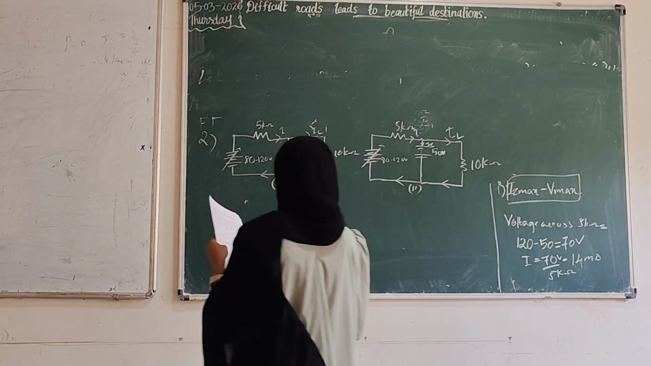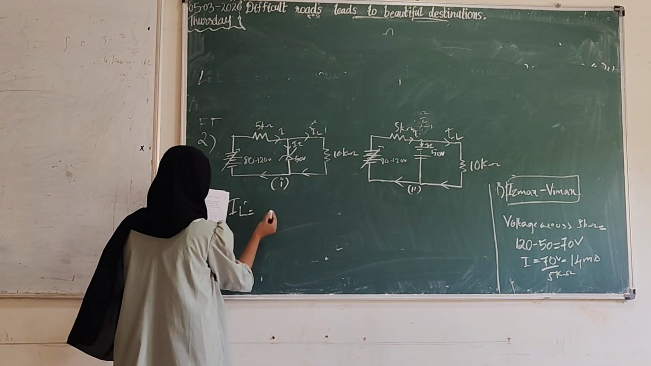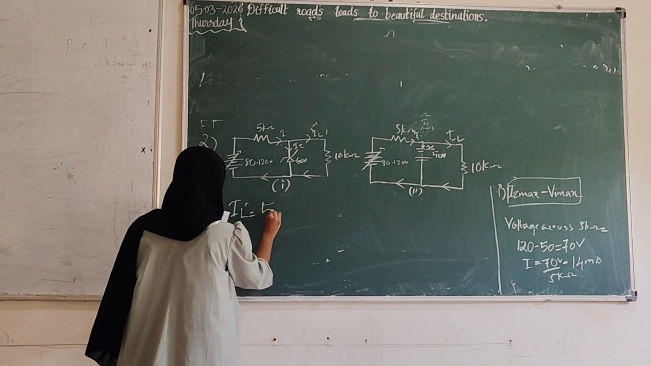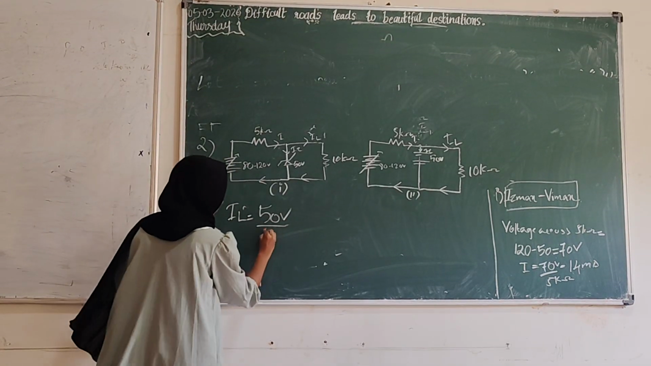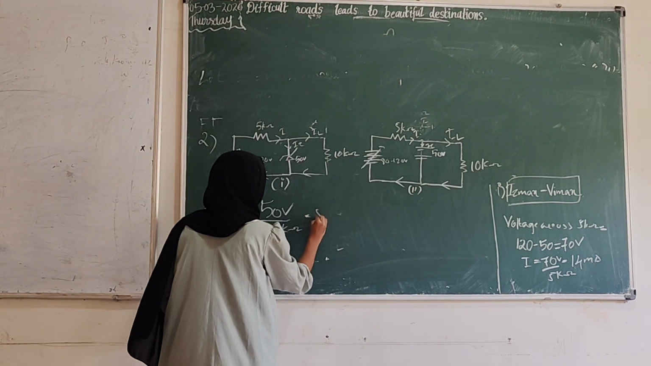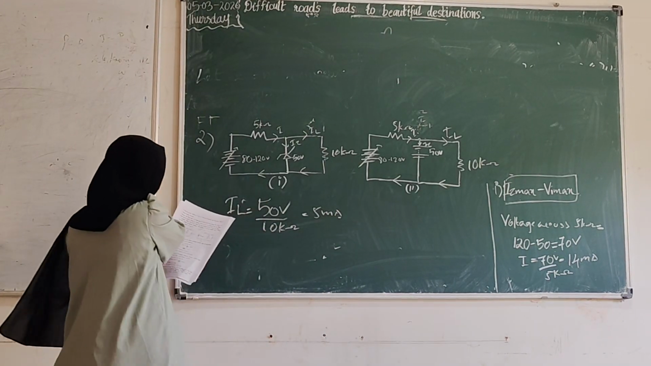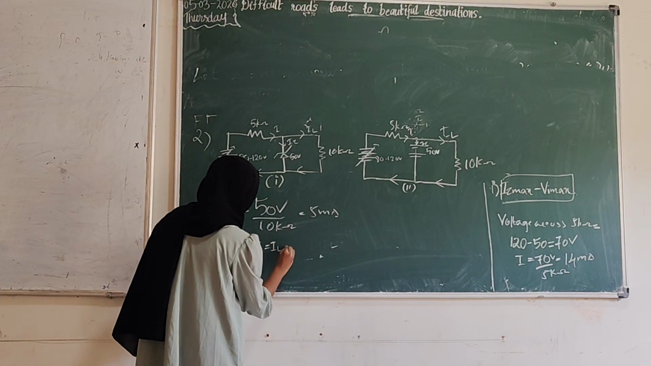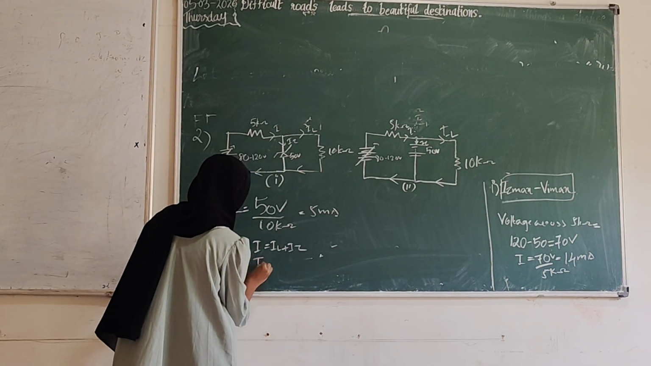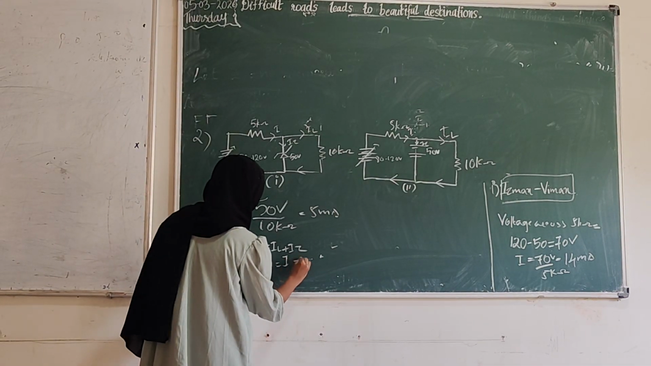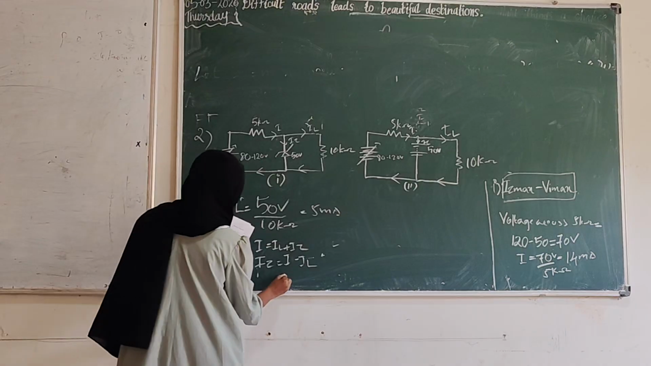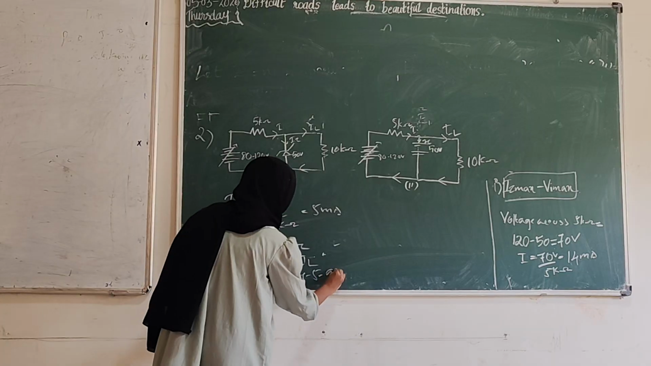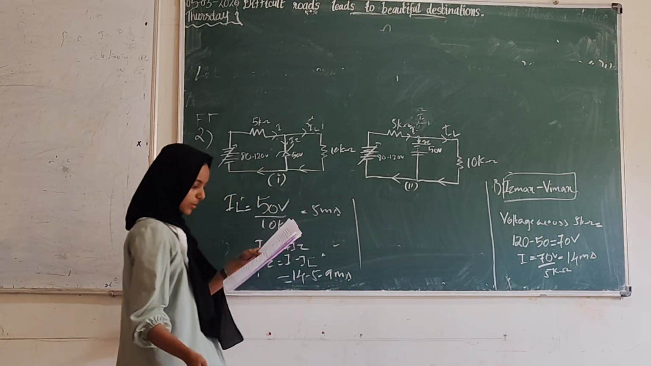Now we want to find the load current. IL is equal to 50 volt by 10 kilo ohm, that is 5 milliampere. Applying Kirchhoff's law, we can find I is equal to IL plus IZ. From here, IZ is equal to I minus IL, that is 14 minus 5, 9 milliampere. The same as in the previous question.